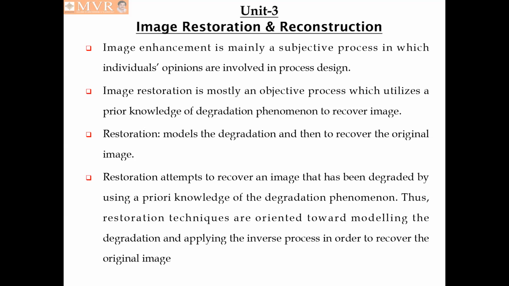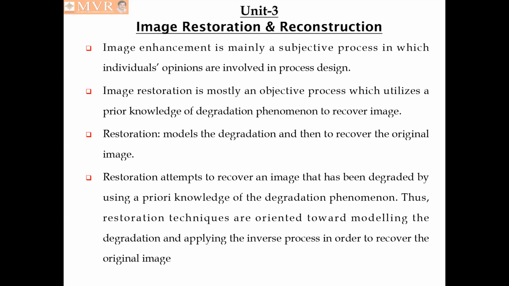Whereas in the case of image restoration, we are providing a mathematical model for obtaining good quality images, because image restoration is stated mathematically and it is an objective process and it utilizes the prior knowledge of degradation. That means it utilizes the knowledge about the degradation, that is, what degradation is present in the images. Based on that knowledge, we are going to remove that degradation by means of a degradation filter.